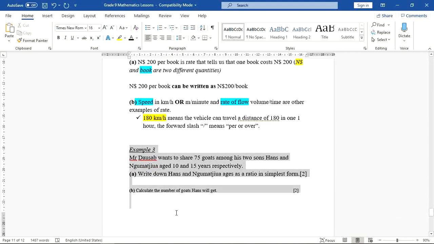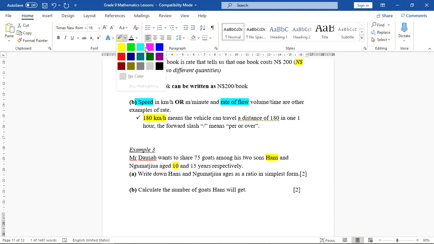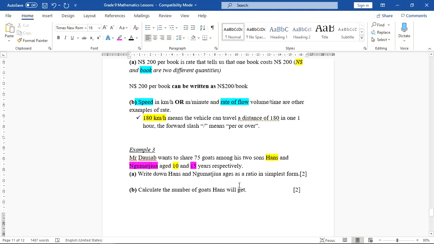Let me just make this one bigger. If you look at example number 3, you are told that Mr. Dowsep wants to share 75 goats among his 2 sons, Hans and Gumashua. They are aged 10 and 15 years respectively. Respectively means that this 10 belongs to Hans, so Hans is 10 years old, and the 15 belongs to Gumashua, so Gumashua is 15 years old. You should really take care of this. When it says respectively, whoever came first must take the first number, and whoever came last must take the last number.